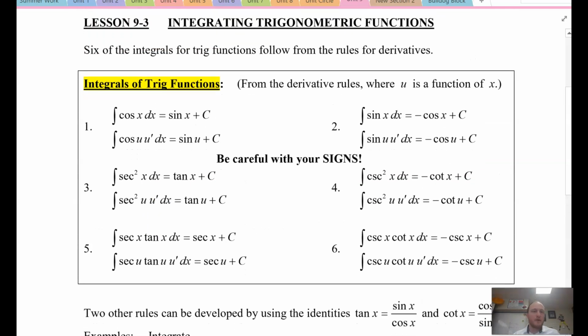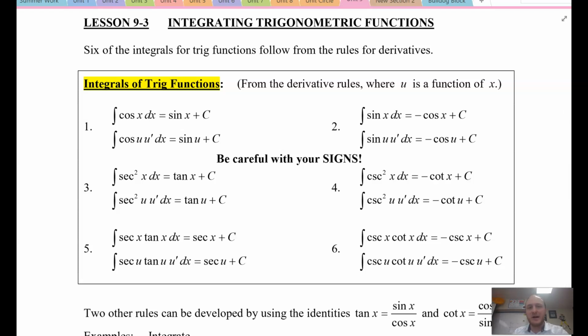The main function that you can remember is that if I'm going to integrate cosine, what's the antiderivative? In order to get cosine, I have to take the derivative of sine. So the antiderivative of cosine is sine, and then the same thing for sine. The antiderivative of sine of x dx is negative cosine of x.